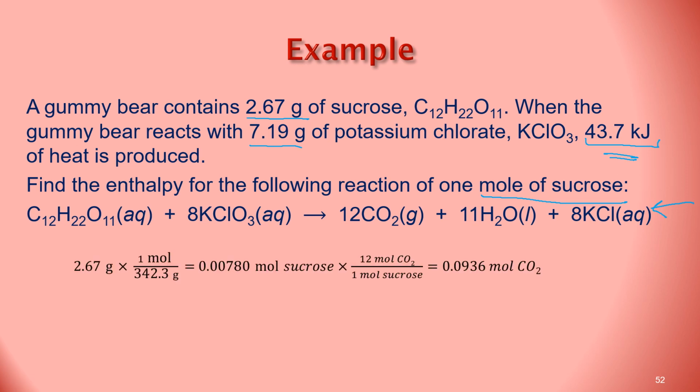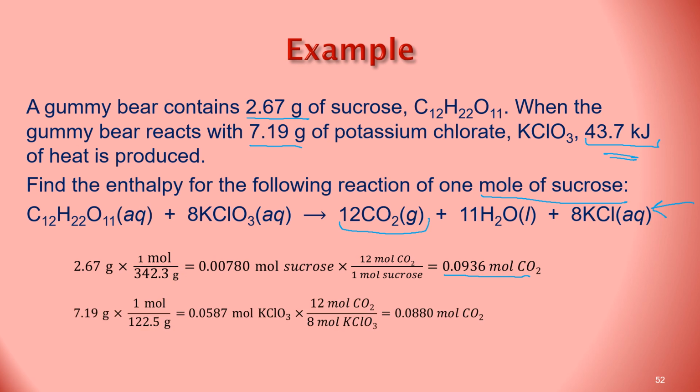So 2.67 grams of sucrose is 0.00780 moles of sucrose. And I just picked CO2 as my product. So if I can make 12 moles of CO2 for every 1 mole of sucrose, then if I have 2.67 grams of sucrose, it'll produce 0.0936 moles of CO2. If I react 7.19 grams of KClO3, using our mole-to-mole ratio, that's equivalent to 0.0880 moles of CO2. So which is our limiting reactant? The KClO3.